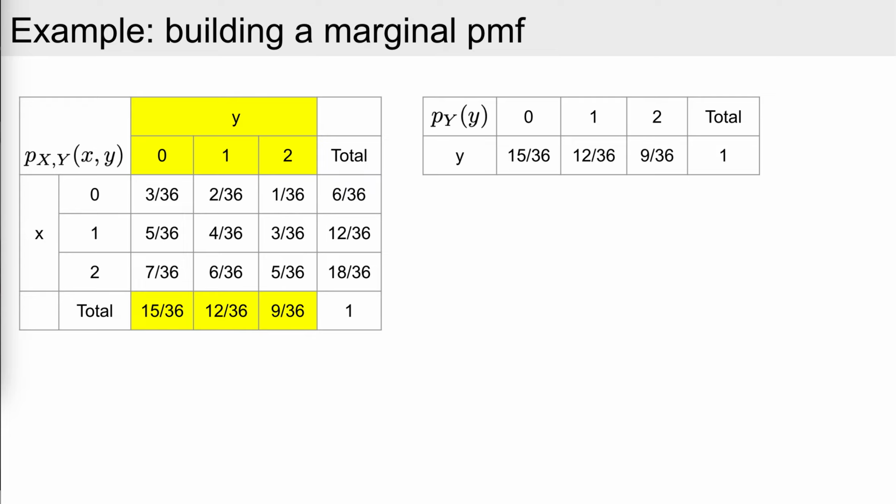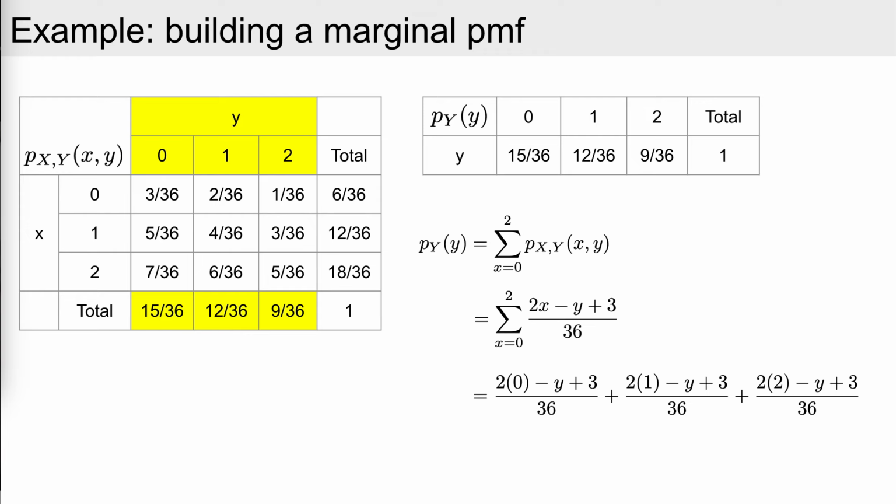We can also build a formula for this PMF using the fact that the PMF of Y is the joint PMF of X and Y, summed across all possible x values. Thus, P of y is the sum of 2x minus y plus 3 divided by 36 for x equals 0 to x equals 2. Next, we can plug in x equals 0, x equals 1, and x equals 2 into our formula and add up the terms.